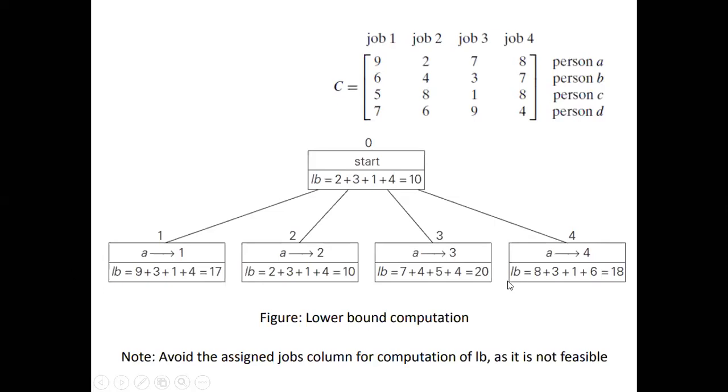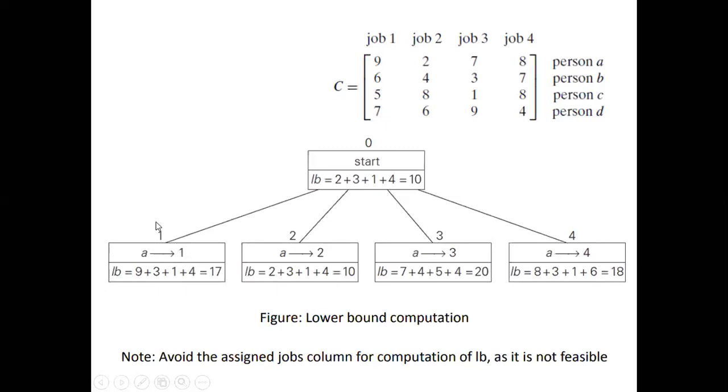We can see the difference here. It is breadth first search. We are moving in breadth order, not in depth order. So write it down like this. We'll start with person A, and let us assign job 1.